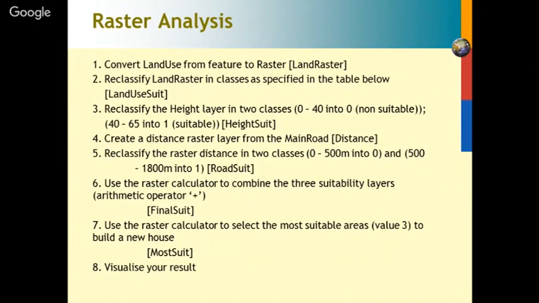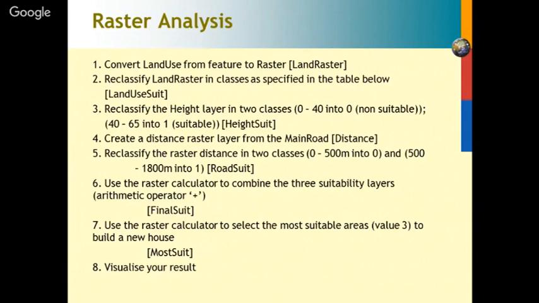Then there are also specific height layers which give the layers as suitable or not suitable. So again we categorize them in different groups. It's basically grouping the data sets into two different sections.